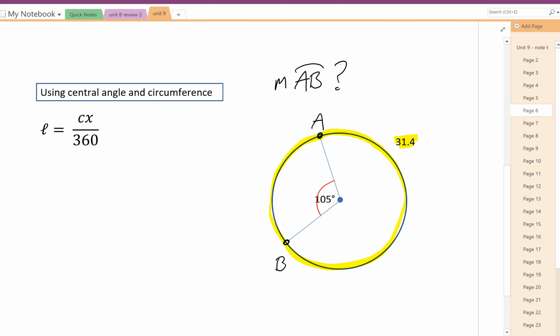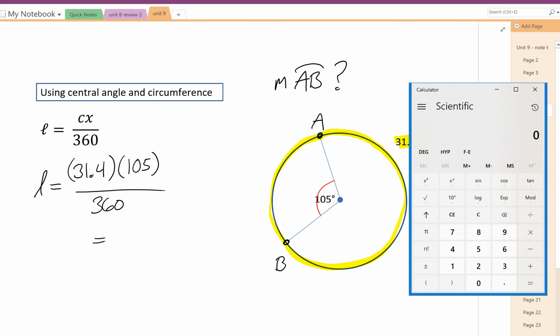And of course the answer is yes, you can. I have the formula for it right over here. The length of that arc would just be C, which is circumference, so 31.4 times X, which again is the central angle, so 105, divided by 360. And if we do this correctly, we should get an answer of 9.16 again, but let's check to make sure.